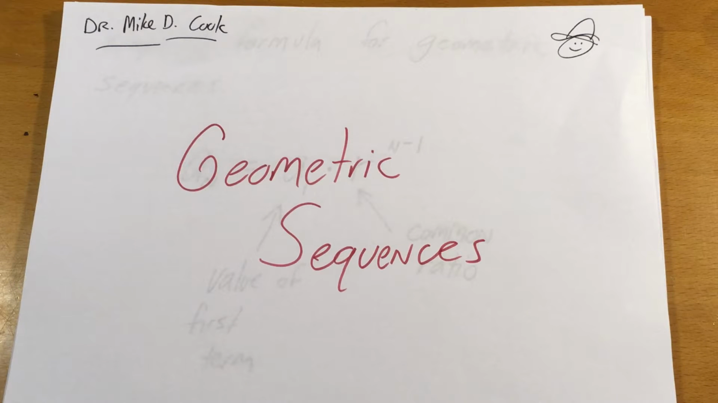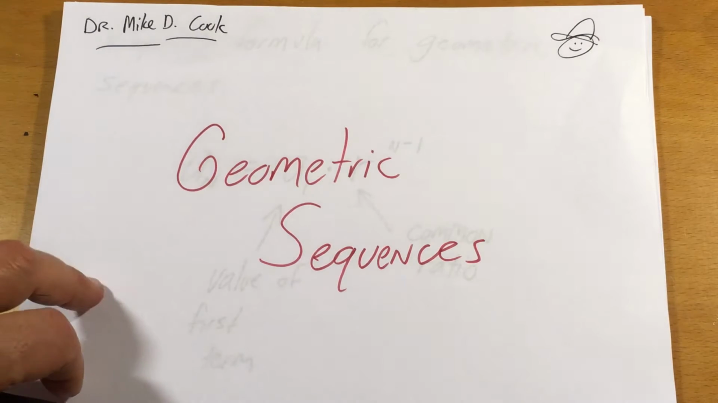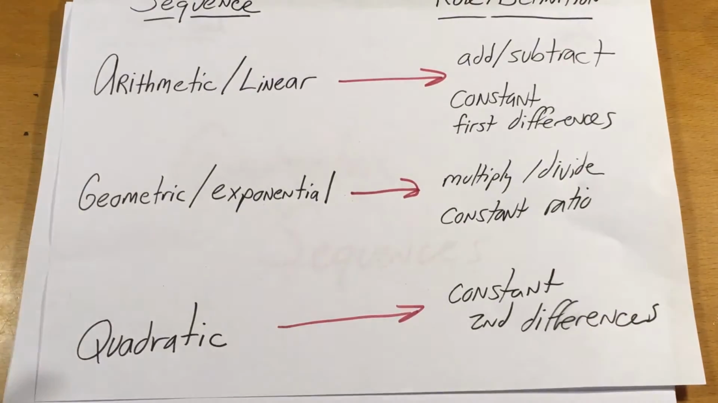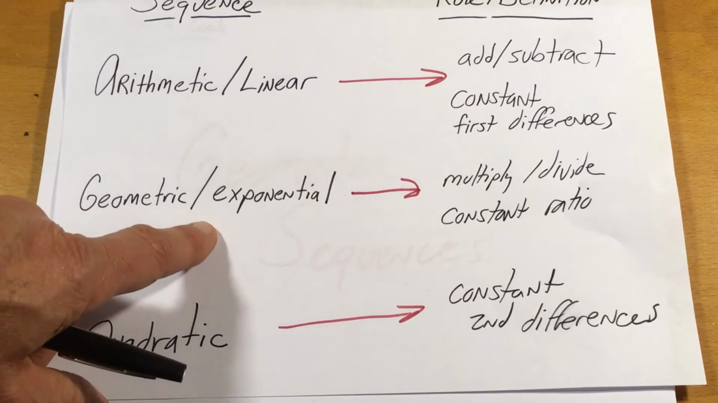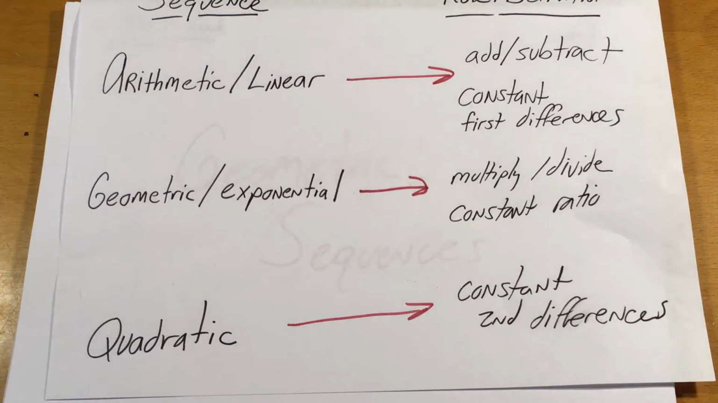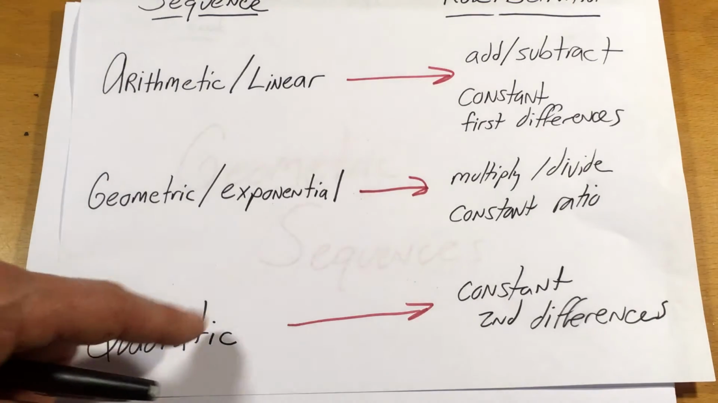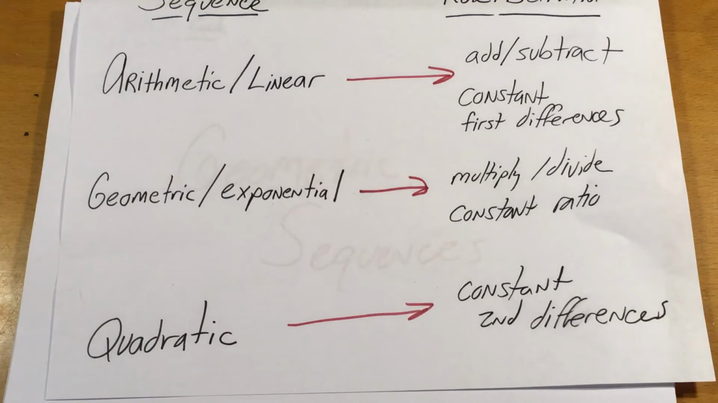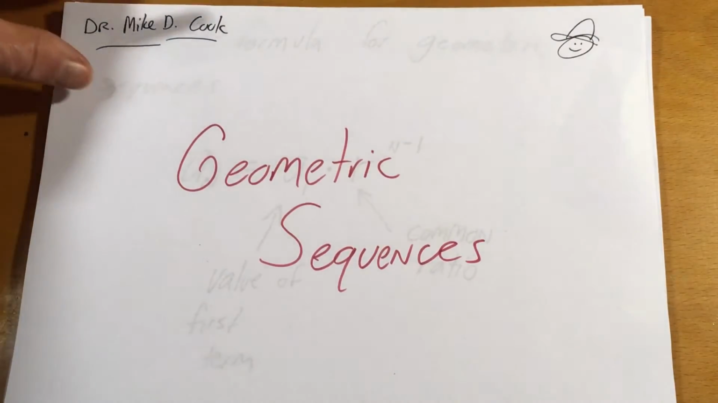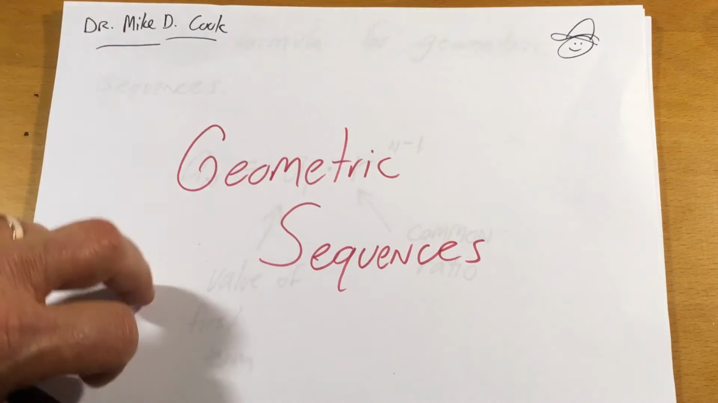In this video, let's look at geometric sequences. Remember, geometric sequences are also called exponential sequences. And let's remember the definition of a geometric sequence. The definition of a geometric or exponential sequence is that you multiply or divide each number by a constant to get the next number. Another way to say it is that there's a constant ratio between each successive term. So let's look at an example.